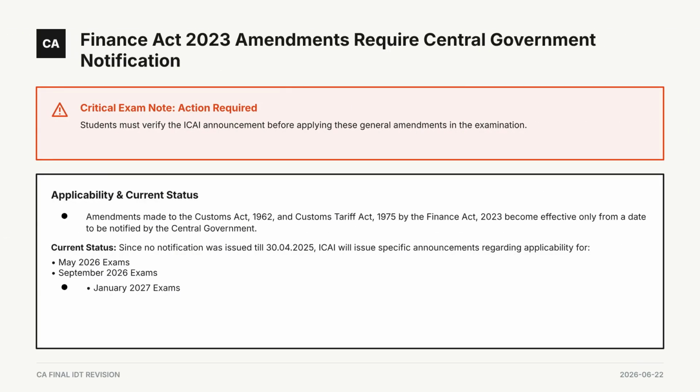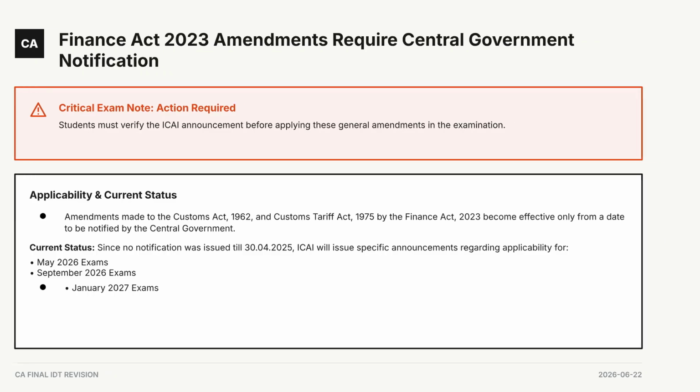The Finance Act 2023 introduced several amendments relating to customs law. However, a crucial examination point is that these amendments become effective only from a date specifically notified by the central government. Since no such notification had been issued up to the 30th of April 2025, students are expected to follow ICAI announcements regarding applicability for future examinations. Therefore, always verify the latest ICAI guidance before applying these amendments in examination answers.